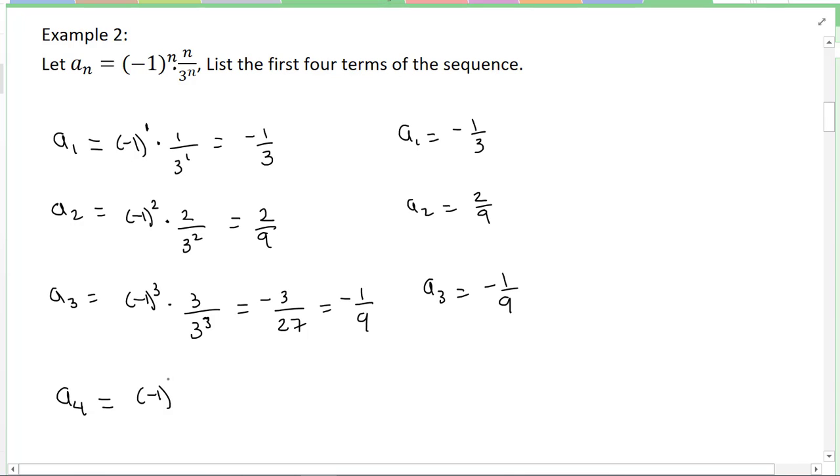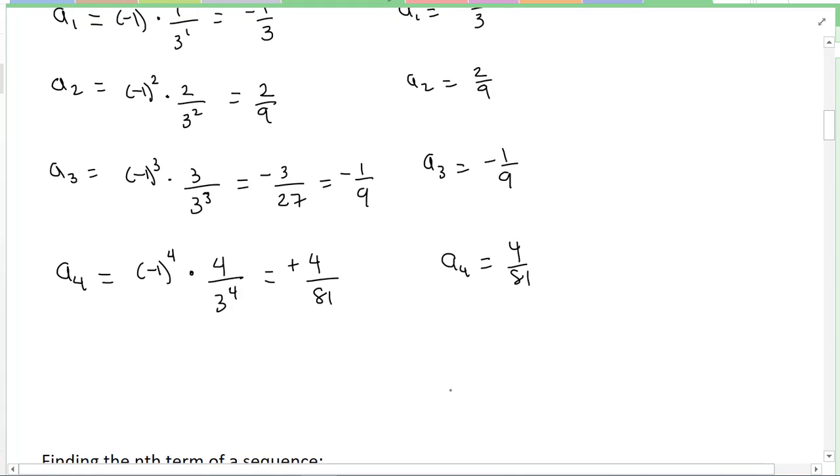So negative 1 to the 4th times 4 over 3 to the 4th. A negative 1 to an even power becomes positive. So I'm going to have a positive 1 times 4 over 3 to the 4th, which is 81, right? It's essentially 27 times 3, which is 81. So I get a sub 4 is 4 over 81. And so those are the first 4 terms of our sequence.